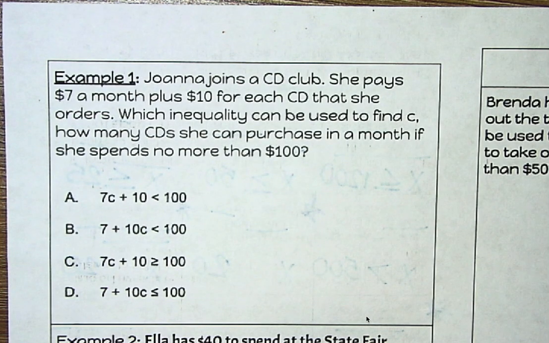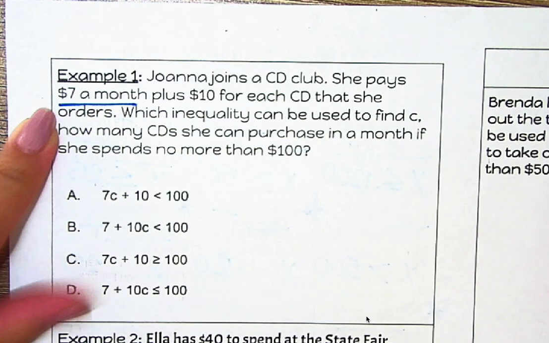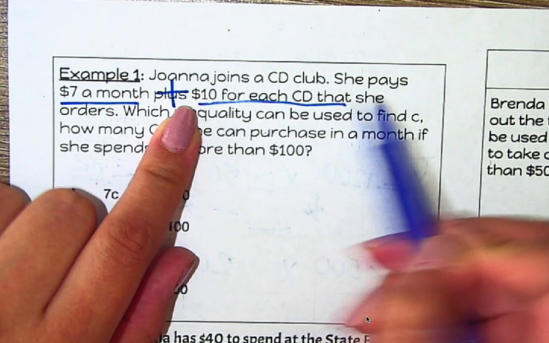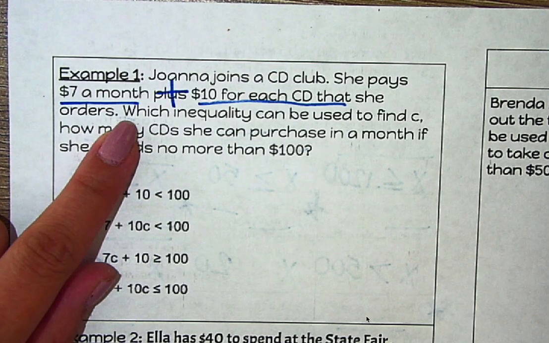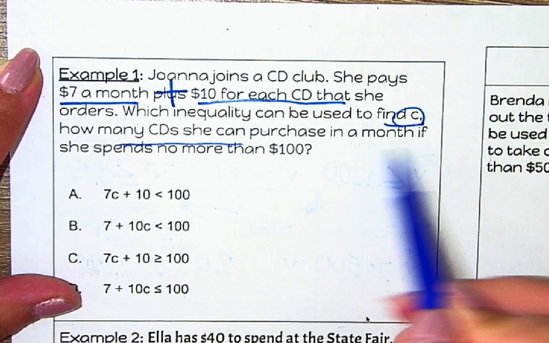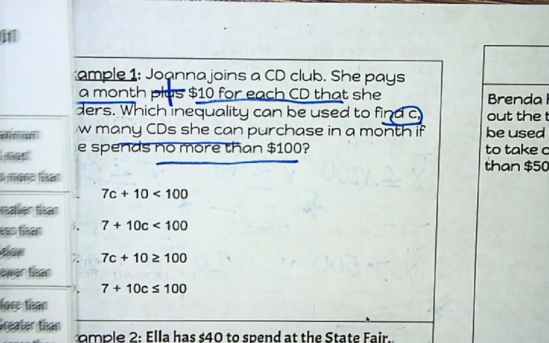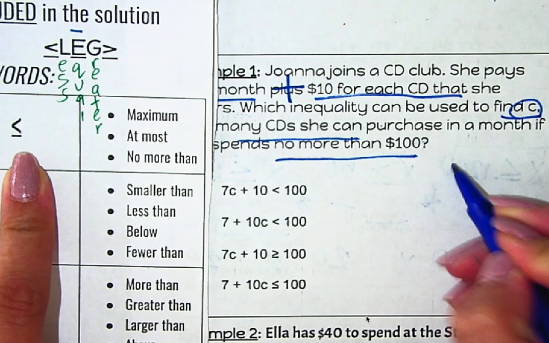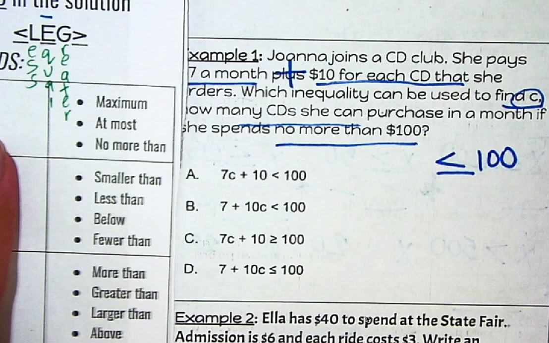It says Joanna joins a CD club. She pays $7 a month. My key word, I'm underlining it, plus $10 for each CD that she has to buy. There goes each again. That means I'm going to be multiplying this number, right? So which inequality can be used to find C, how many CDs she can purchase if she spends no more than $100? So we can already see from my keywords here, we see there's no more than, we're going to use the less than or equal to sign, right? No more than 100.